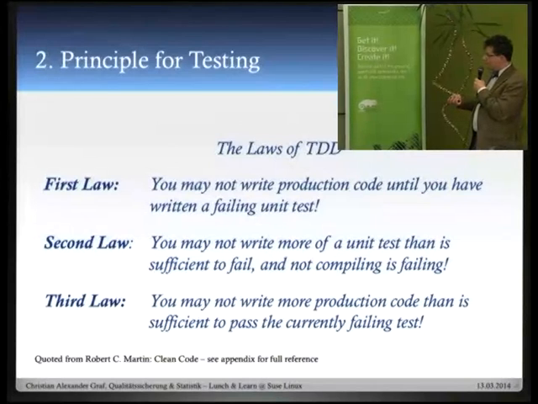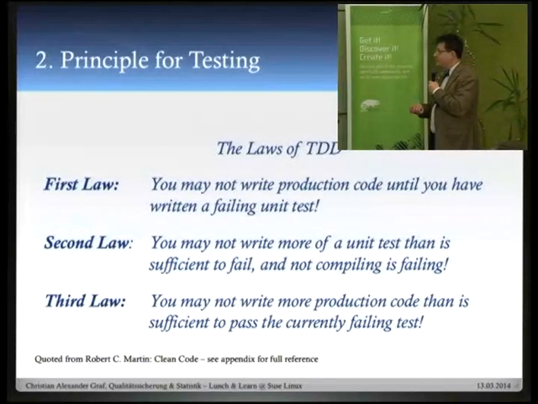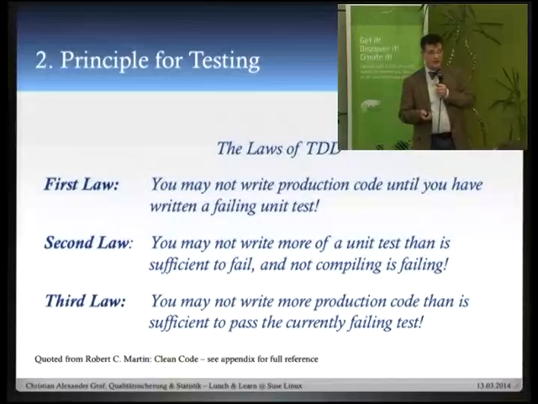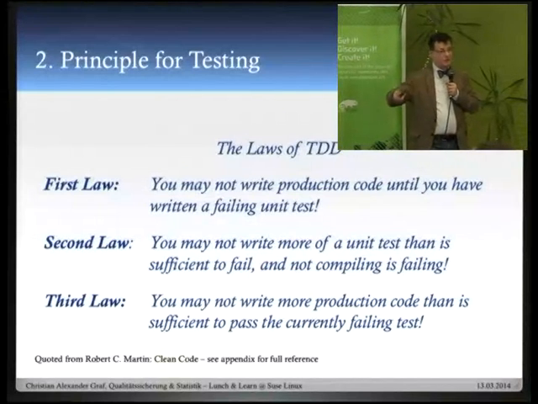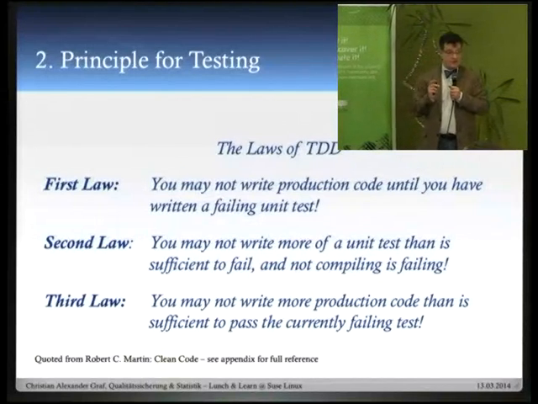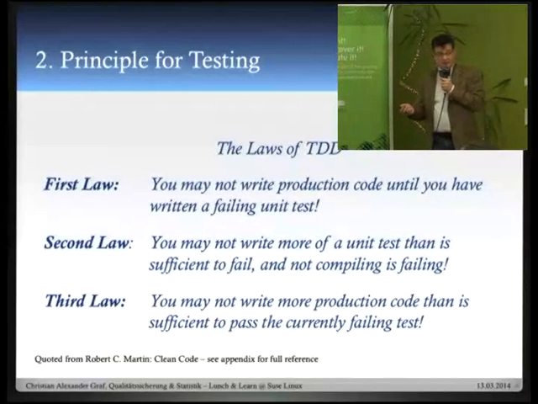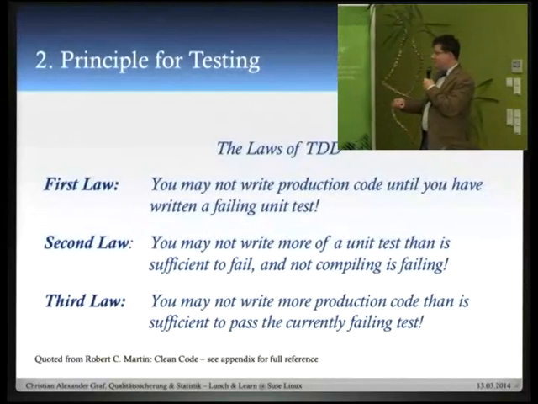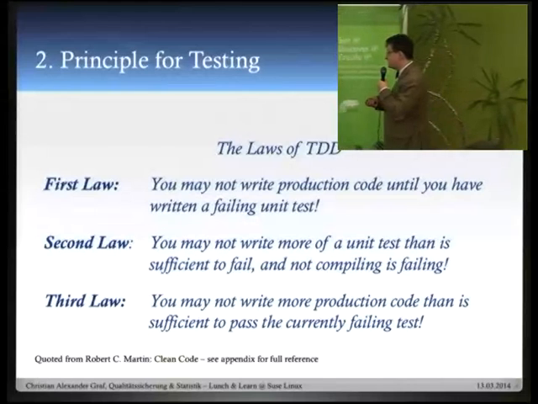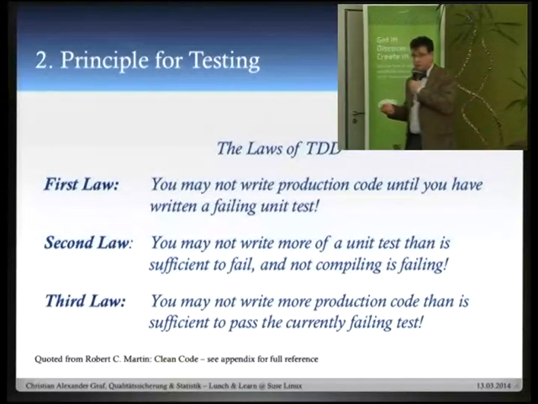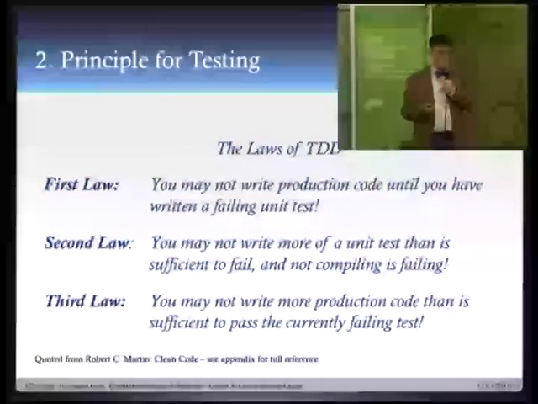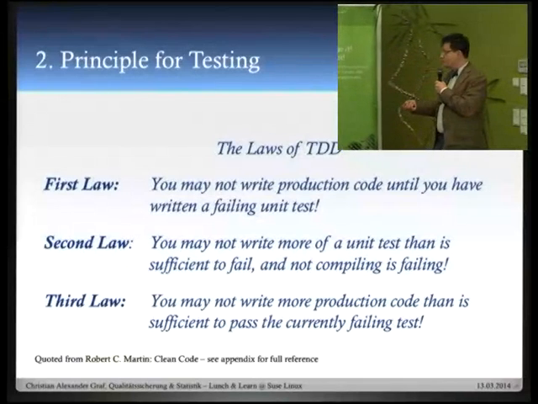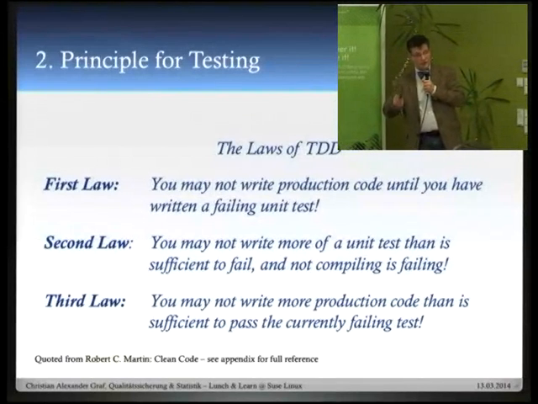according to the following laws. You may not write production code until you have written a failing unit test. Now you could be carried away by starting to write unit tests, especially if you are a tester. Nevertheless, that's what you shouldn't do. The second law is you may not write more of a unit test than is sufficient to fail, and not compiling is failing. So you need to compile things, and you do not write more unit tests than you actually need to implement your first lines of code.